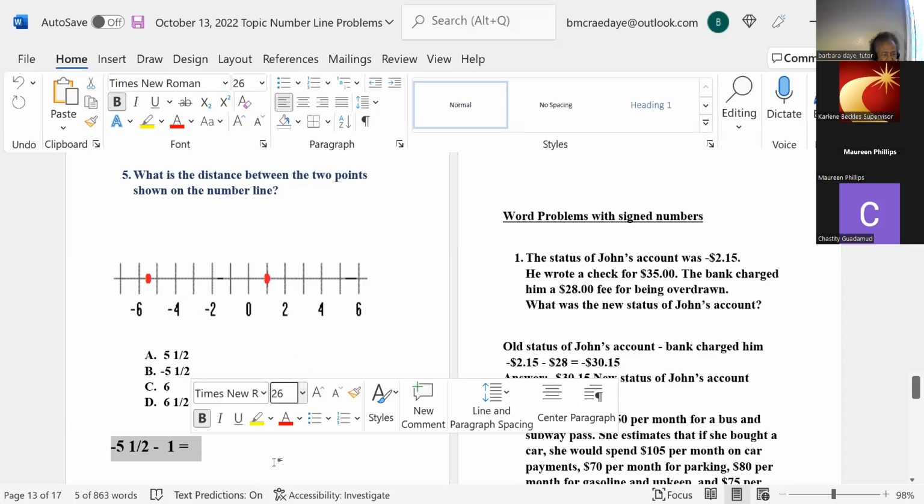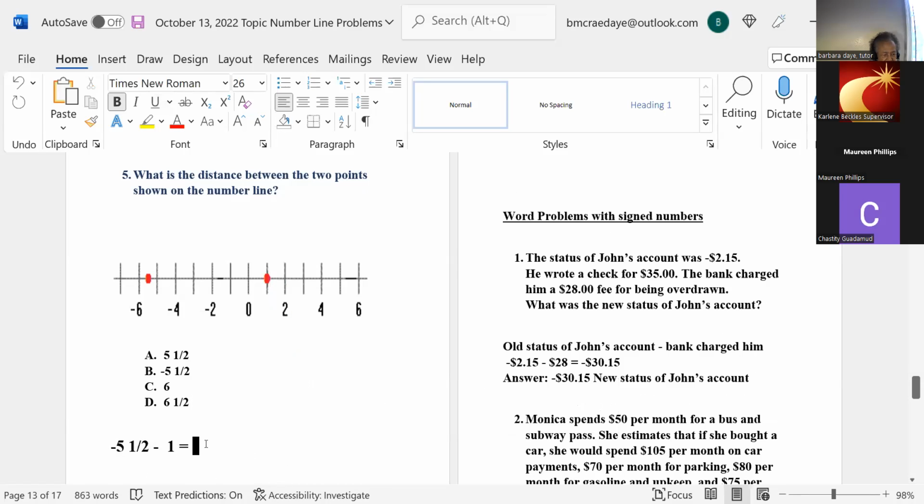A 6.5. Plus or minus? Minus. You're not multiplying now. -5.5 and a -1 gives you -6.5. All right.